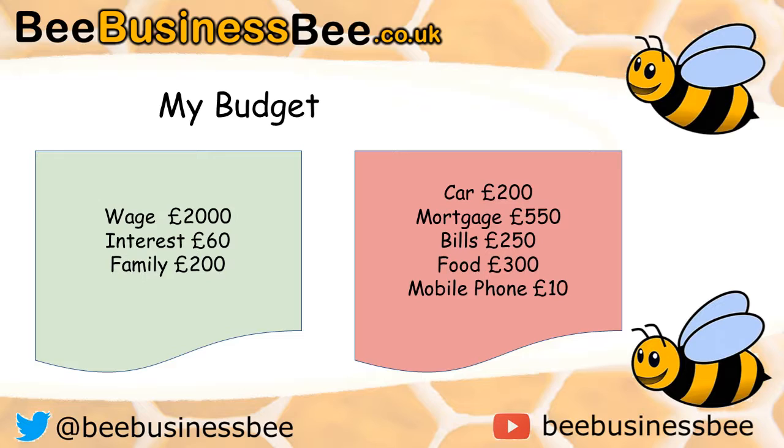Okay, let's take a look at my budget. So let's imagine that my wage each month is £2,000. I get interest. Now that's money from the bank who pay me when I save my money, remember, so interest payments are £60. And my family give me £200 each month. Of course I've got my car, which I have to pay for, which is £200 a month. My mortgage, which is £550 a month. Bills, which are £250 a month. Food, which is £300 a month. And my mobile phone bill is £10 a month. And they're all my expenditure.